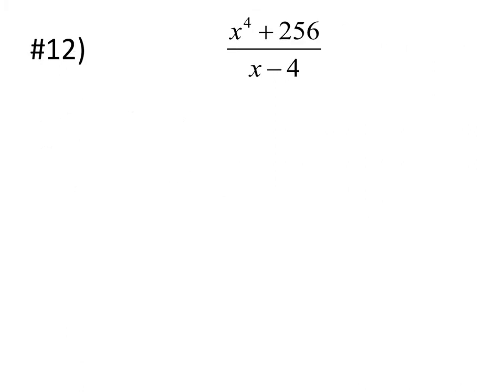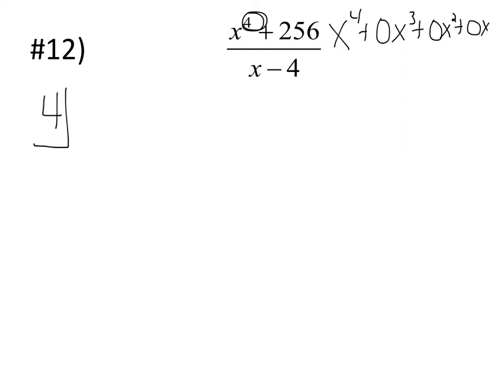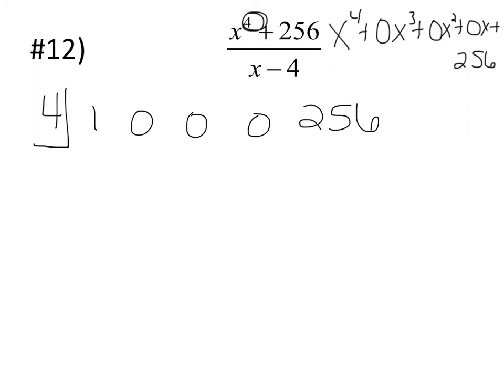Okay, again, we can use synthetic here. I'm going to put a positive 4 in the box because it's x minus 4 over here. But notice I start with exponent of 4, and then I go straight down to an exponent of 0. So I need some placeholders here. Okay, so you need x cubed, x squared, and x. You just put a 0 in front of all of them. So my coefficients are 1, 0, 0, 0, and 256.